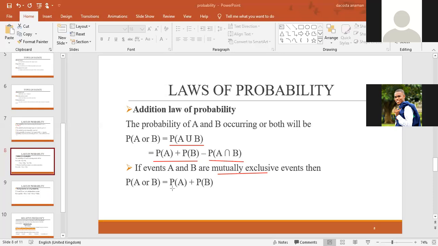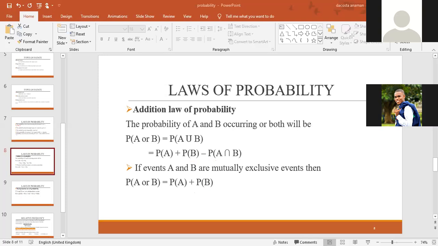Now, if events A and B are mutually exclusive events, then the probability of A or B occurring will be equal to the probability of A occurring or the probability of B occurring. As you can see, since they are mutually exclusive events and they cannot occur at the same time, we will not need to include the probability of A intersection B. That's for the addition law of probability.